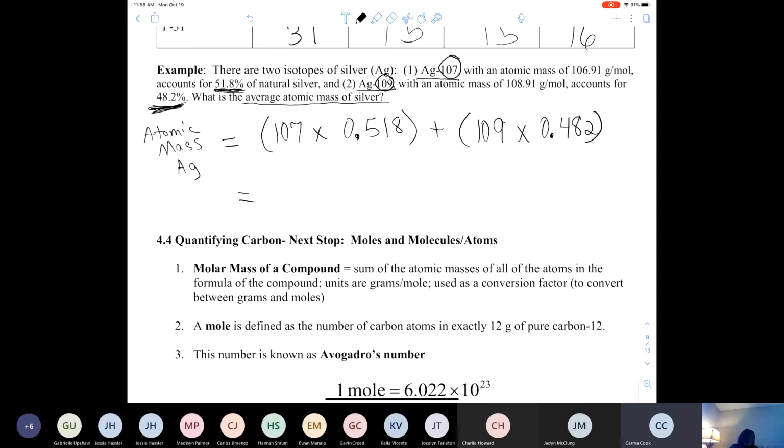This one was an even easier one than the carbon, because for silver, there are only 2 isotopes. And there are a lot of elements that only have 2 isotopes. But then there are some that may have even more than 3 isotopes. They may have 4 or 5 isotopes. So it just all depends on the element as far as how many isotopes there are. So do the calculation.